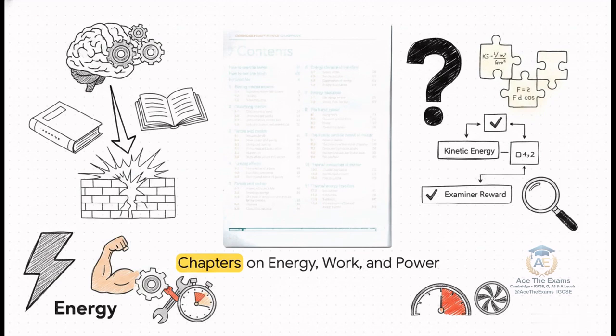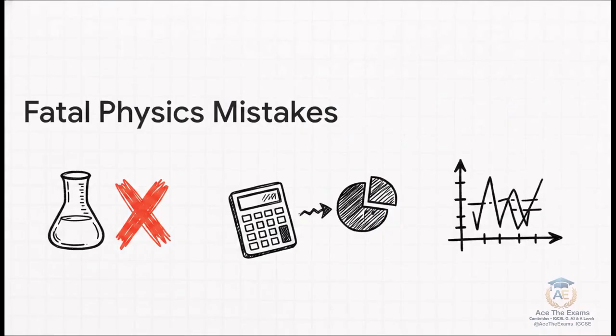You can memorize those chapters word for word, giving yourself a totally false sense of security. But ordinary revision fails because it doesn't teach you the mark scheme. Knowing the physics in your head does not automatically mean you know how to prove it on paper. Just take a look at this list of fatal mistakes.